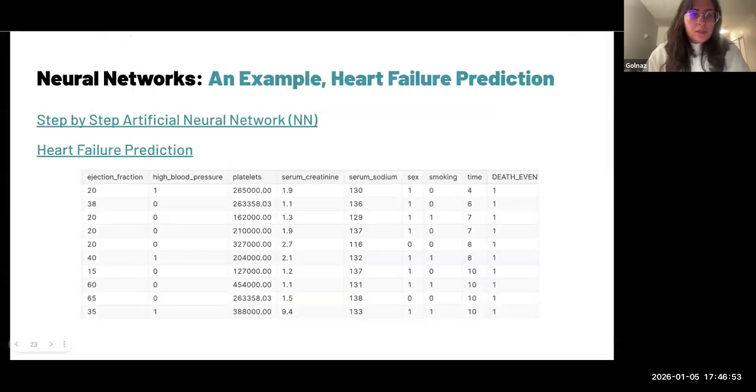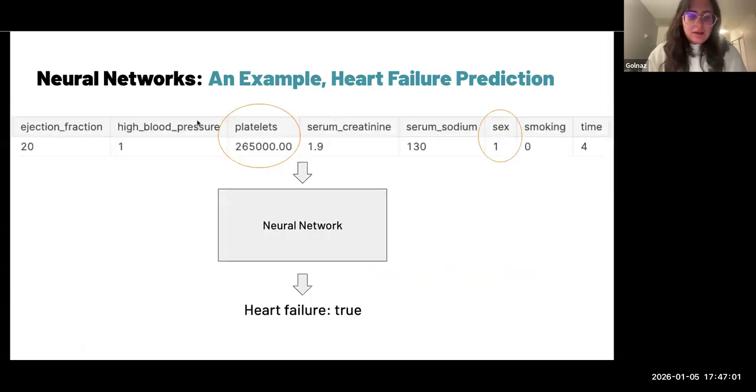So you can think of this as a problem that a neural network can solve, right? And how that would work is, once you have trained your neural network on your data, you give one of these rows of this data set to the neural network. So it would be the information for a patient. And then you want the neural network to predict if the patient will have heart failure or not.